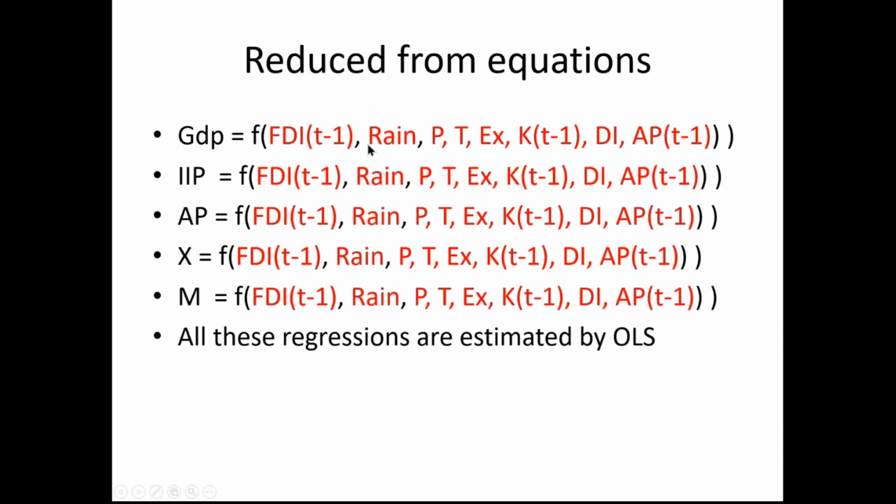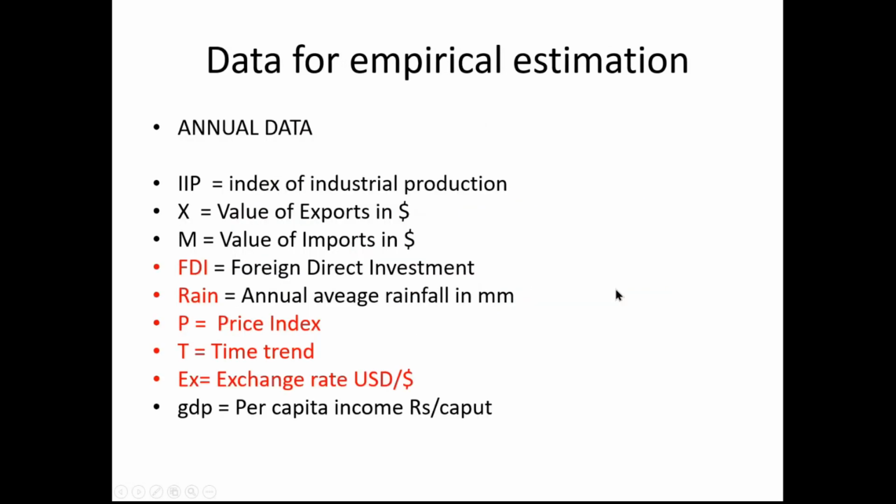Okay. So you'll notice that the exogenous variables are the same. So you get the reduced form equations by regressing each endogenous variable by all the exogenous variables in the system and not in the equation. So I've got a regression for GDP, I've got the regression for IIP, and this is how I get the reduced form equations. Also very, very important, all these regressions are estimated by using OLS. So it's very straightforward. There is no complication about this at all.